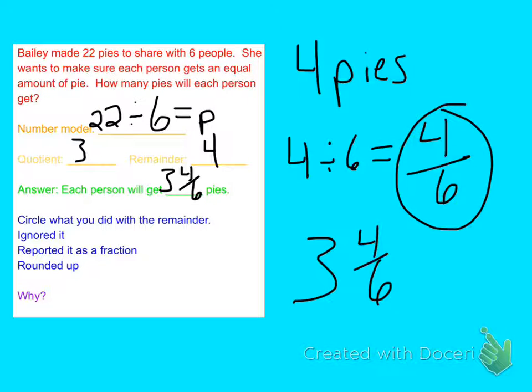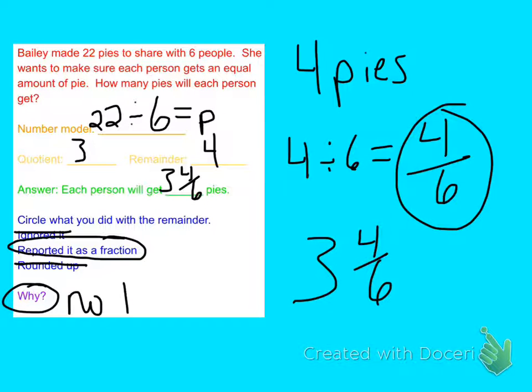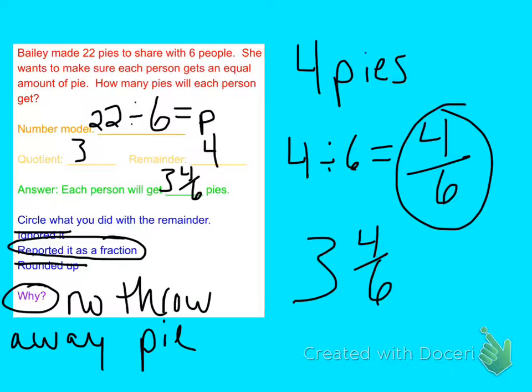So our answer for this one is going to be a mixed number. 3 wholes and 4/6 pies. Okay, with that remainder, we did not ignore it. We did not round it, but instead we made it as a fraction. The reason why we did that as a fraction was because we didn't want to throw away the extra pie. So, no throwaway pie. Sorry, I'm writing it like this because it's faster.